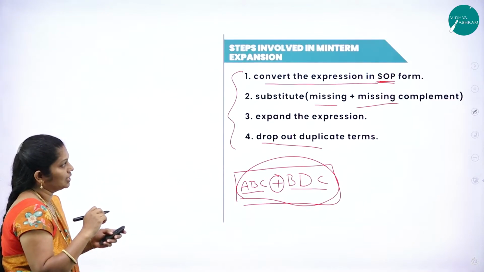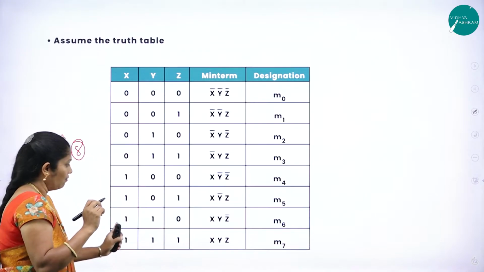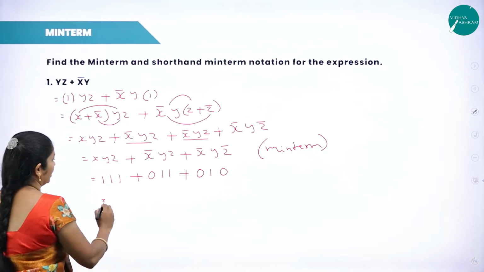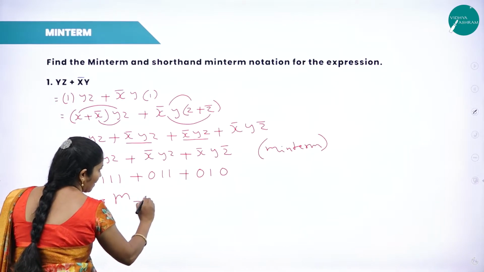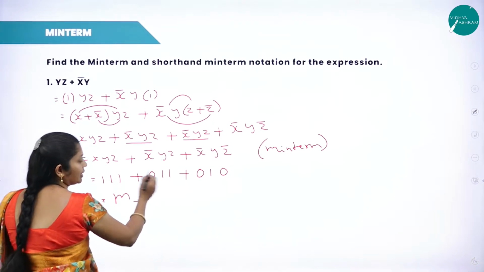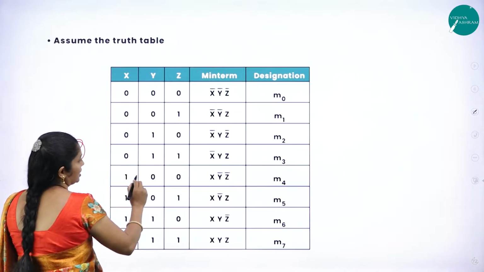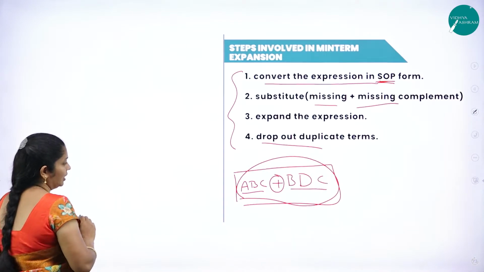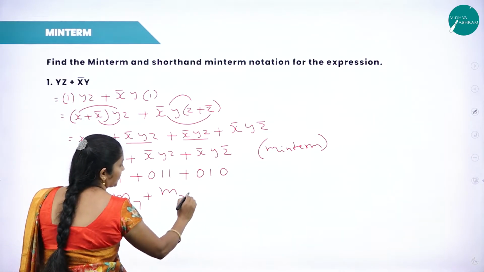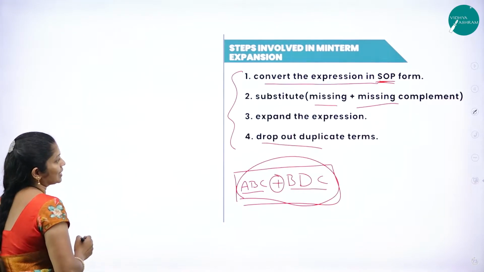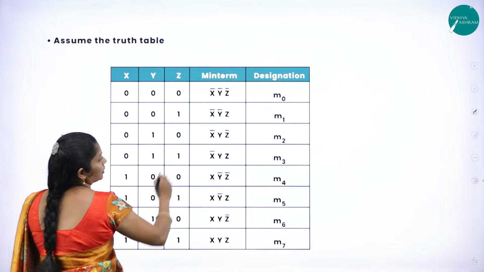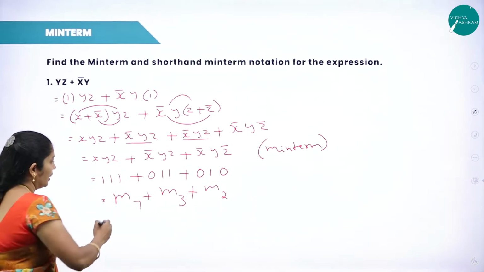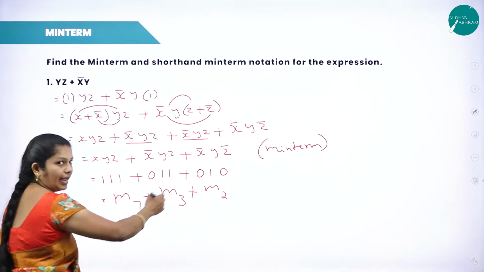How to find the designation? See the table. Here there are 3 variables. When all the 3 variables are 1, what is the designation? M7. Now write that, small m7. Okay, now 0, 1, 1 we have. See the designation for 0, 1, 1, that is M3. Then write down M3. For 0, 1, 0, see the designation, that is M2. Now write down the M2 value. Now is it clear? Then M7, M3 and then M2.